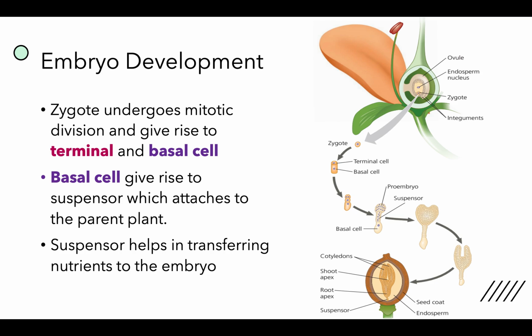Following the development of endosperm, we discuss the development of the embryo. The fertilized egg, the zygote, divides mitotically and splits to form the basal cell and the terminal cell. The basal cell gives rise to the suspensor, which anchors the embryo to the parent plant. The suspensor helps in transferring nutrients to the embryo from the parent plant and in some species from the endosperm. As the suspensor elongates, it pushes the embryo deeper into the nutritive and protective tissues.